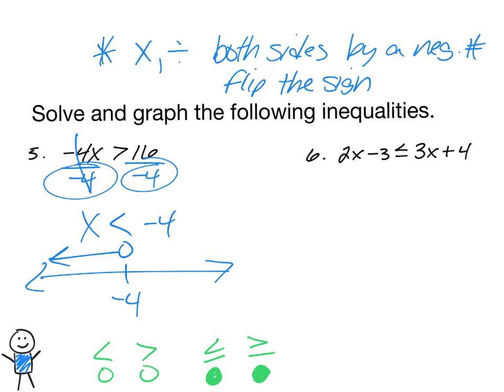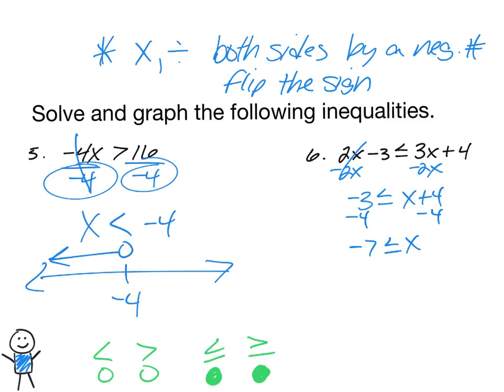All right, number 6, we need to solve this inequality. I have a variable on both sides. I need to cancel one of them. I'm going to subtract 2x from both sides, leaving me with negative 3 is less than or equal to x plus 4. Continuing to solve, I'll subtract 4 from both sides to get negative 7 is less than or equal to x.